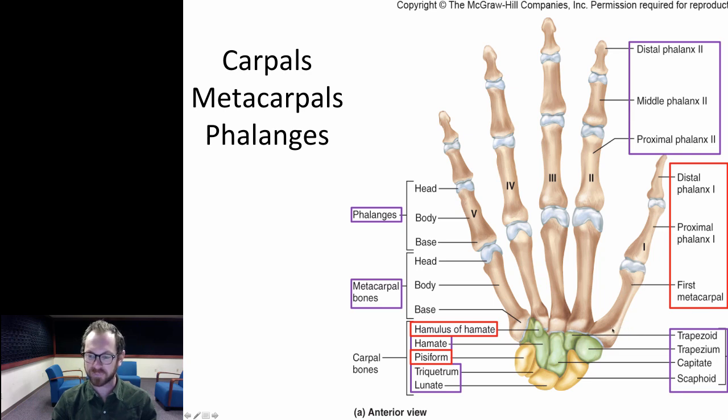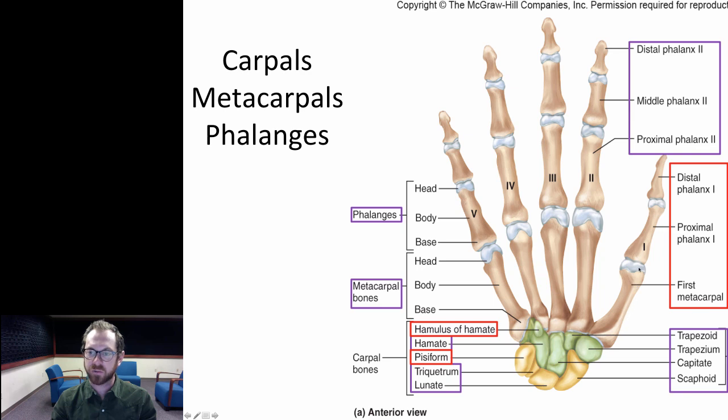Now let's move into the metacarpals. Again, we've got 1, 2, 3, 4, 5. We start with the thumb, or our pollex, and we just number lateral to medial. 1, 2, 3, 4, 5. And again, this is our hand.